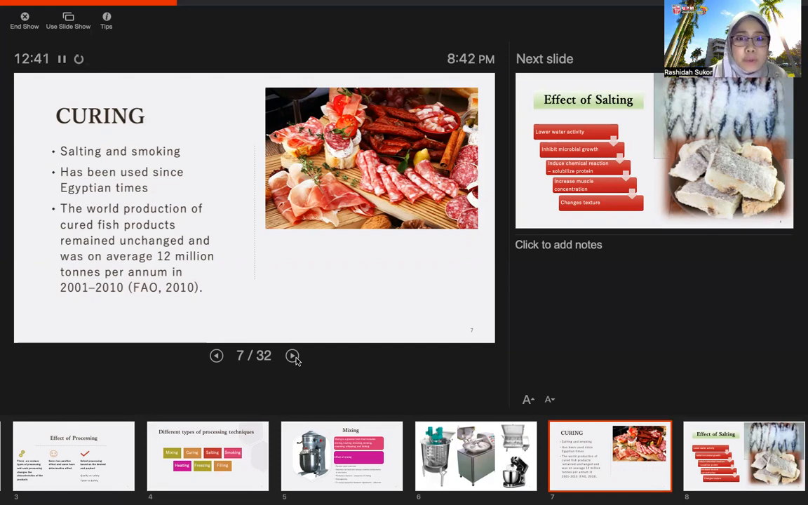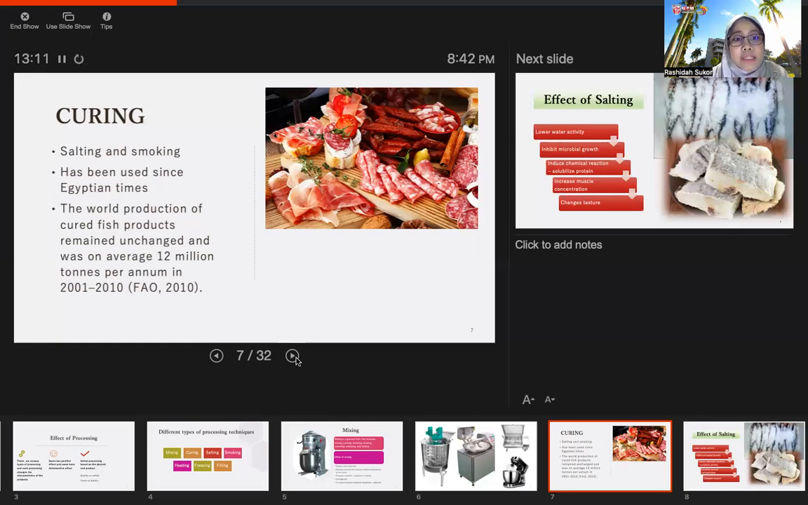liquid that they used as a food source had to be cured or kept for a longer time. So this is one of the techniques used by older generations. They had to cure the product by using salting and also smoking. This is a very traditional technique.